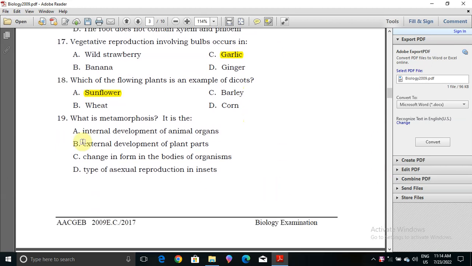Now question number 19. What is metamorphosis? Internal development of animal organs, or external development of plant parts, or change in form in the bodies of organisms, or a type of asexual reproduction in insects. Here also they forget C. So the correct answer will be change in form in the bodies of organisms, right? This is called metamorphosis. Also it's written in the grade 7 textbook.